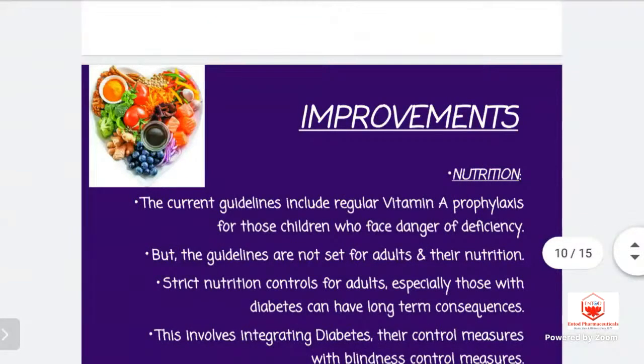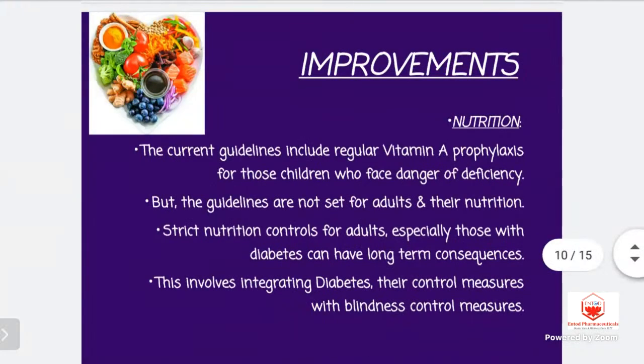Now, all these have been successfully adopted in the program and successfully implemented. So that's the reason why in 2015-16, the program achieved its goal of bringing down blindness to 0.3% of the national average. Now, what are the other improvements which I believe can be done here?